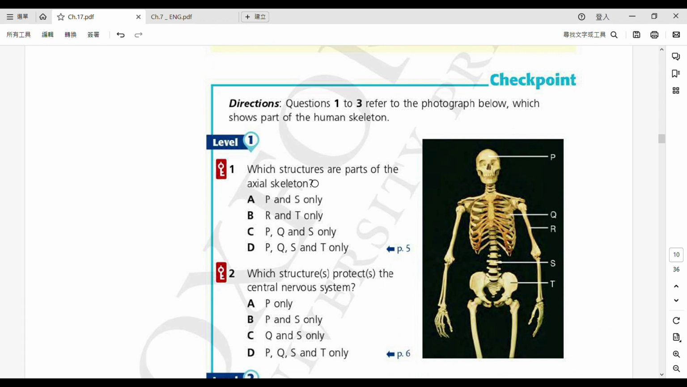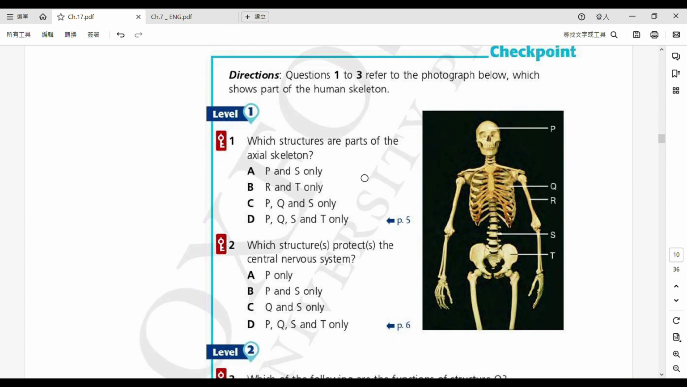So if there is no question, the 5-second rule, 5, 4, 3, 2, 1. Let's continue. So the following 3 questions, please refer to this diagram. PQRST, just like what I've taught you before, you should be able to answer immediately: what are the names of these PQRST? Make sure you keep a good habit.